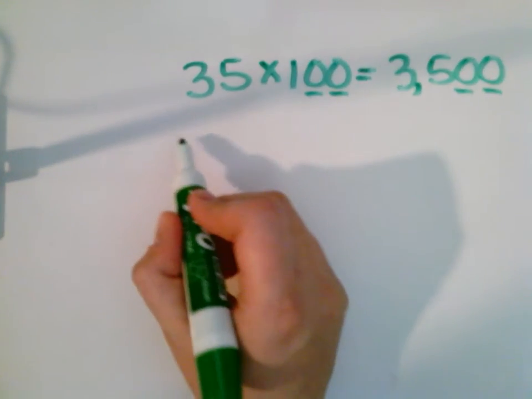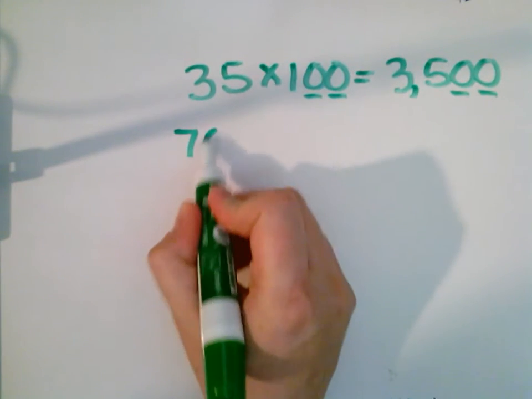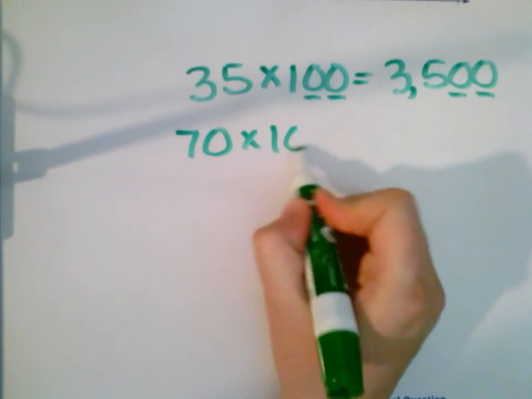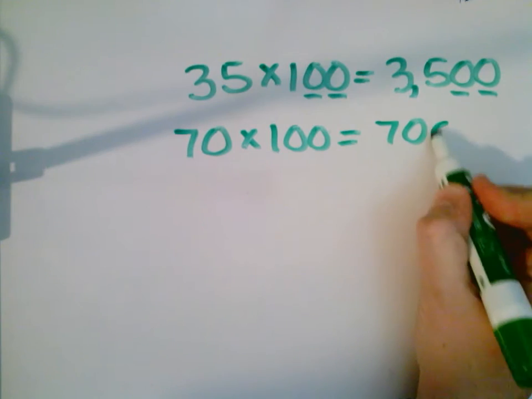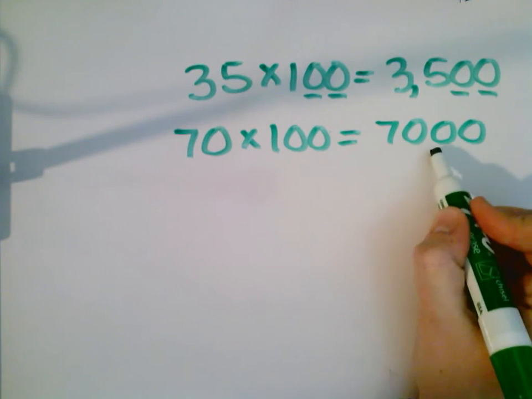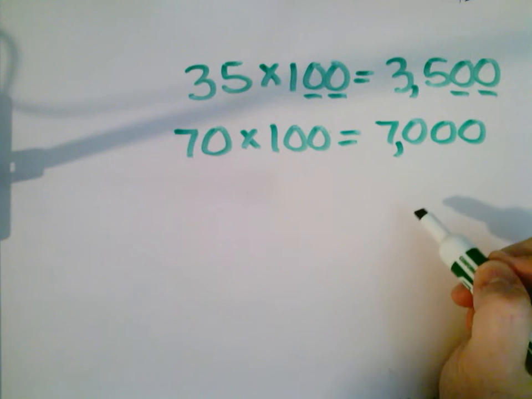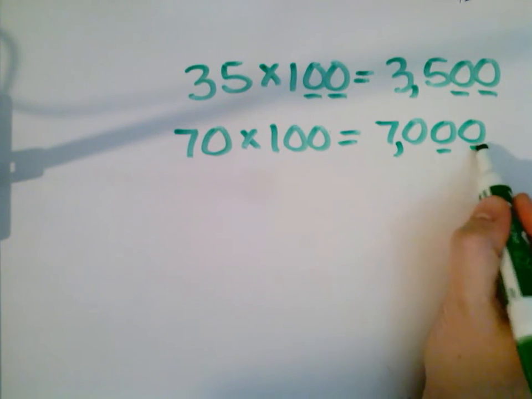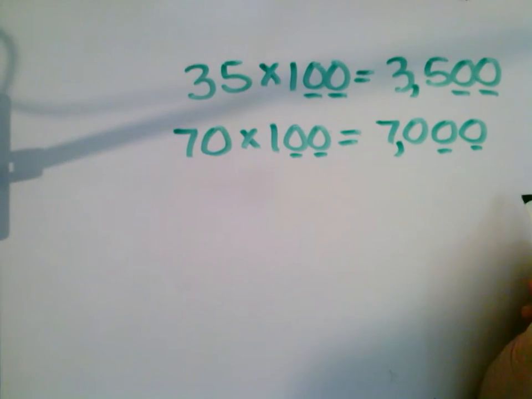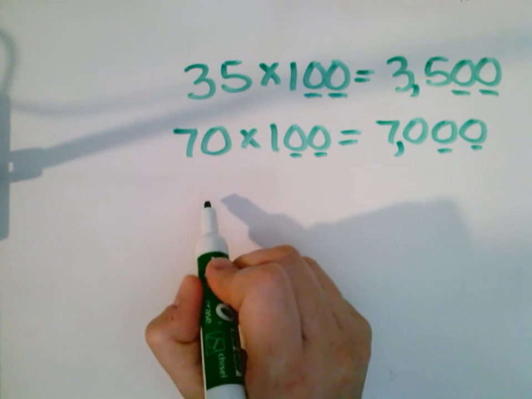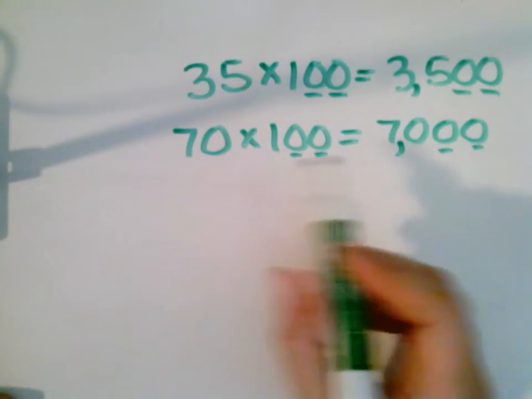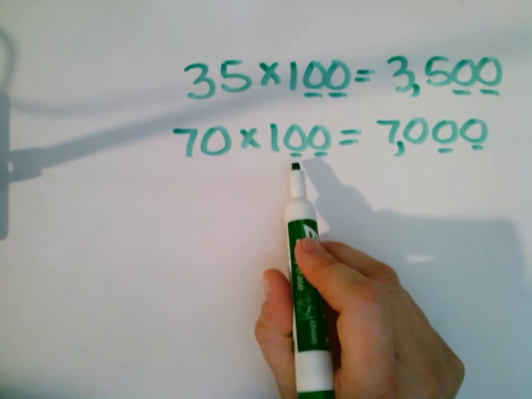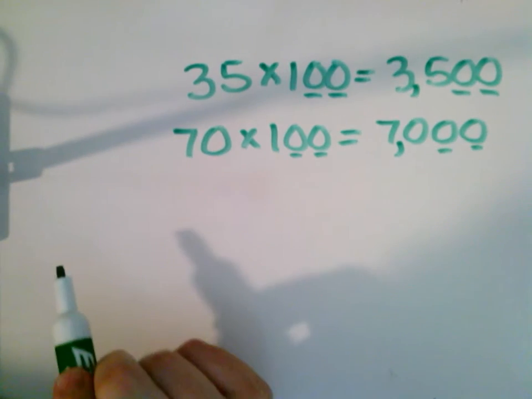What if I had this? 70 times 100. Well, I'm going to have my 70 and then have my 2 zeros. So in fact, this number, 7,000, has 3 zeros, but I've only added 2 zeros to the end. So when we multiply by 100, we're moving our number over 2 place values to the left, and we'll have a 0 in our ones place and in our tens place if we're multiplying by a whole number.